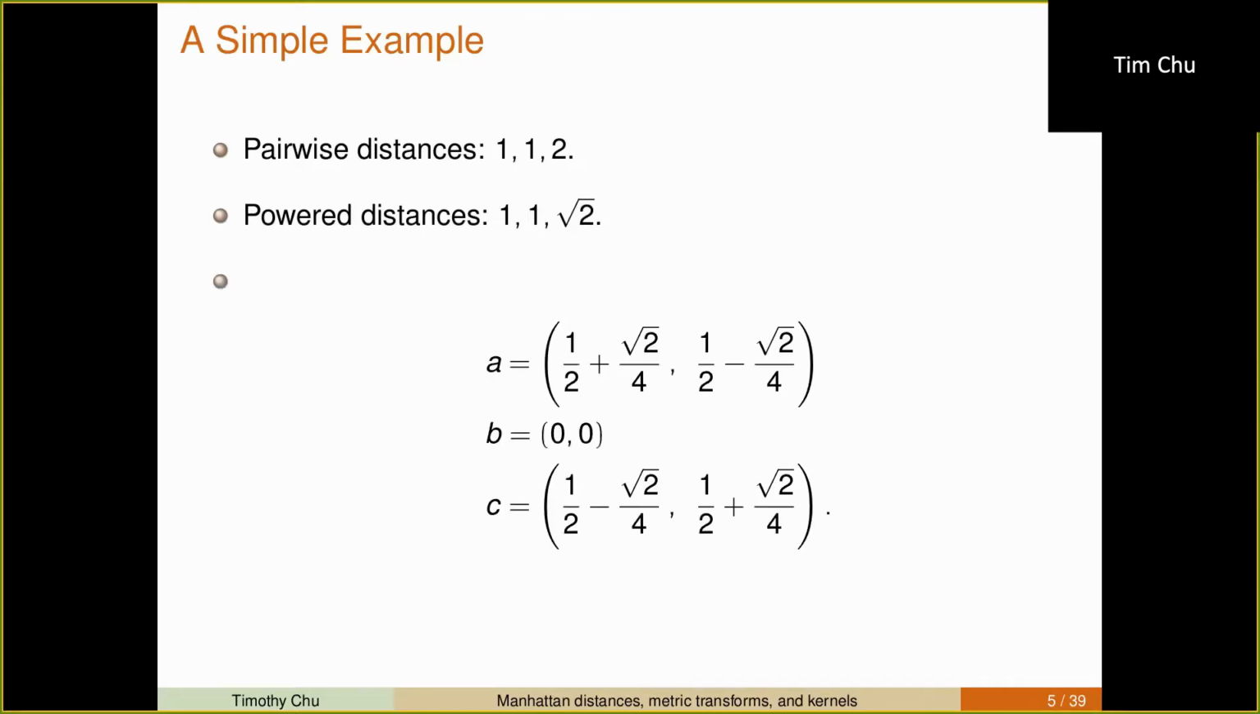It turns out, I'm just going to write it here, A, B, and C as follows. You can quickly verify for yourself that the L1 distance between A and B is 1, the Manhattan distance between B and C is 1, and the Manhattan distance between A and C is the square root of 2. I'd like to pause here for about 15 seconds so people can see that this actually realizes the distances we want. I'll also take any questions that people have right now.